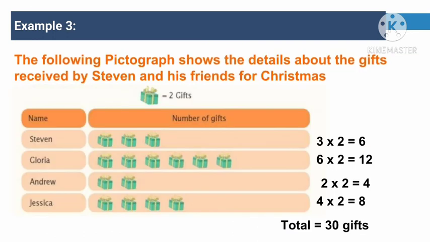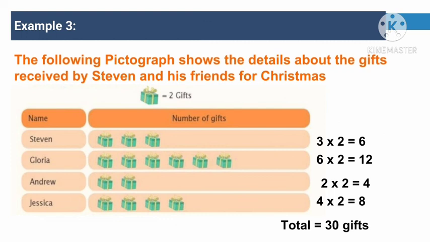Let's look at the last example, children. The following pictograph shows the details about the gifts received by Stephen and his friends for Christmas. Here the important thing you should note is the key given. One parcel is equal to 2 gifts. So please remember that. Now check out how many gifts all have got.